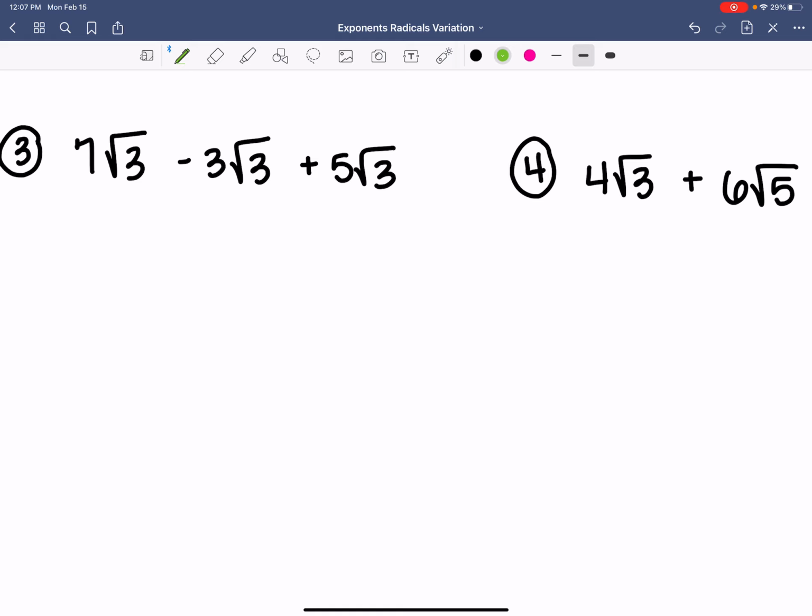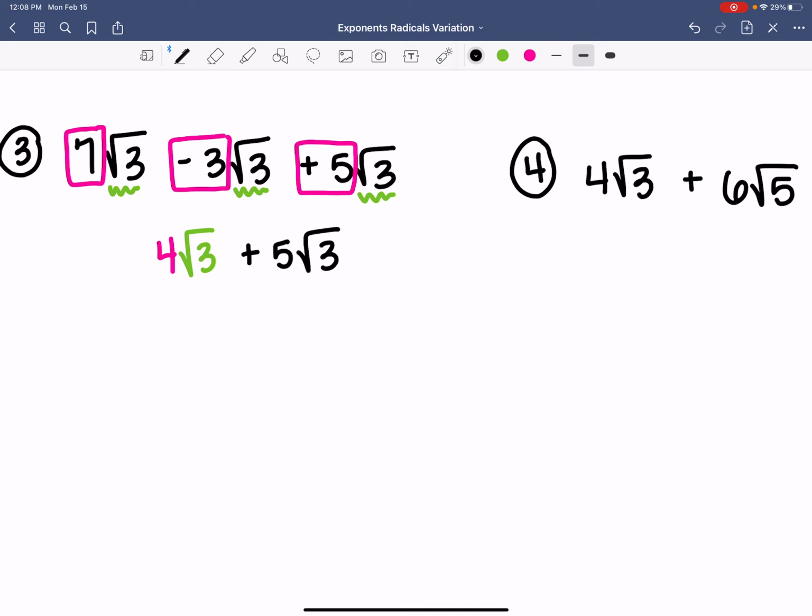So here we have 7 square root of 3 minus 3 square root of 3 plus 5 square root of 3. Since all three of these terms have matching radicals, we can add and subtract their coefficients in order from left to right. So that would be 7 minus 3 plus 5. I'm going to do this in a couple of steps. First, 7 minus 3 is 4 square root of 3. Then we have plus 5 square root of 3. All right, again, we already established that our radicals match, so we are going to add 4 plus 5 to get 9 square root of 3.